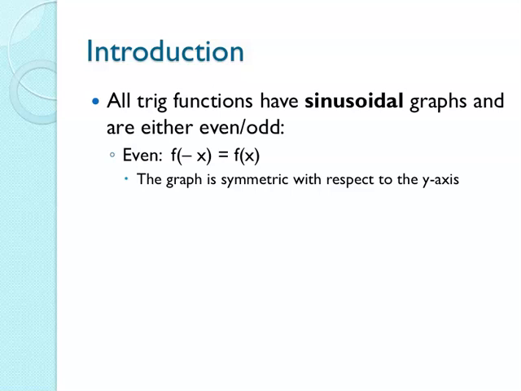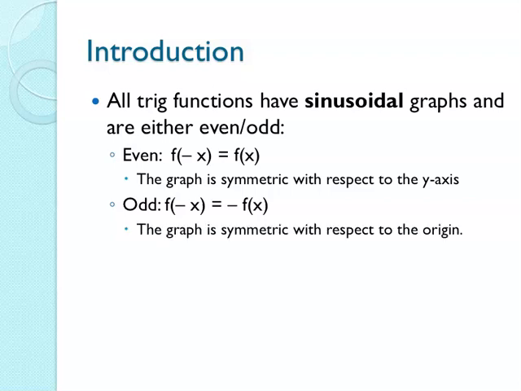Okay, and then if they are odd, an odd function means that if you plug in the negative value of x, the value that you end up getting is the exact opposite of if you were to plug in x. So for example, if I plug in negative 2 instead of 2, and f of 2 is equal to 1, then f of negative 2 is going to equal negative 1. It's the exact opposite. What this results in is a graph that has symmetry with respect to the origin. So not with respect to another axis.